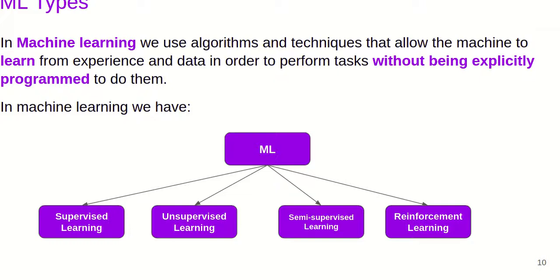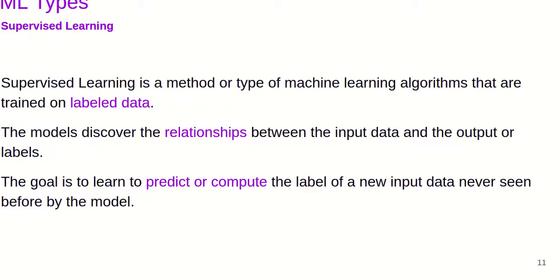Basically in machine learning we have four main types. We have supervised learning, unsupervised learning, semi-supervised learning, and reinforcement learning, and we are going to see the definition of each type. So again, here we are trying to discover what this field of machine learning is, and we're going to see what we can do with it. Let's start with the first type of machine learning, which is supervised learning.